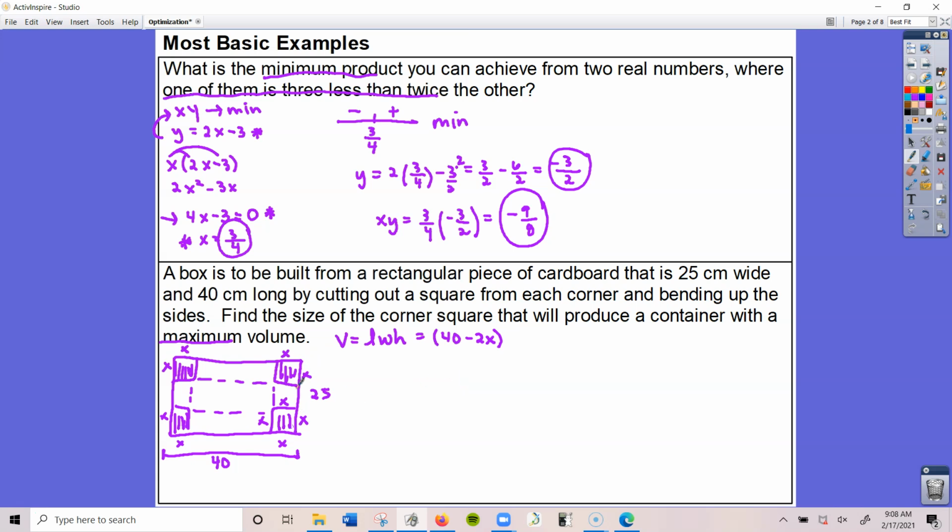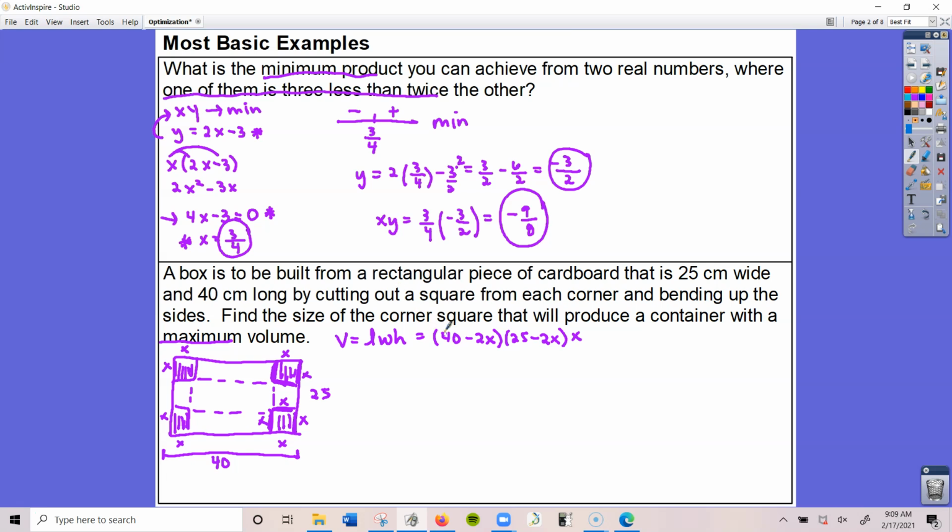Same concept for the width. The width is the 25, but minus this x and this x. So 25 minus 2x. Now the height of the box, if I fold up the side, right, the height is this. That's your height of the box. So the height would just be x. So now this is my equation. I want to solve for x. It only has one variable, so that's why we weren't given a constraint, because we don't need one.